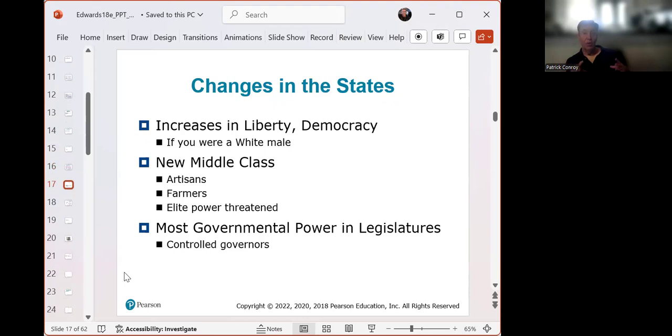Now, in the states themselves, there were some people who were like, hey, we're going to take all these ideas that they were talking about, and we really believe in them. So we really believe in liberty and democracy if you're a white man. A new middle class of artisans and farmers developed, and this challenged the power of the bankers, the lawyers, those kinds of people, and merchants, and most government power was in legislatures.